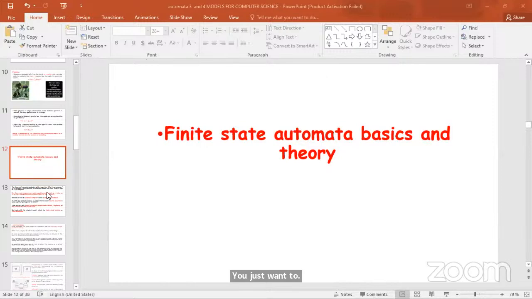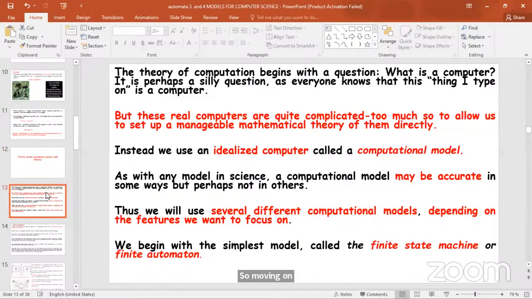So moving on, finite state automata basics and theory. In theory of computation, the theory of computation begins with a question: so what's a computer? You may feel that's a silly question because you know what I'm teaching you on is a computer. However, it goes beyond that. These real computers are quite complicated, their whole working system is too complicated, too much so to allow us to set up a manageable mathematical theory of them directly.